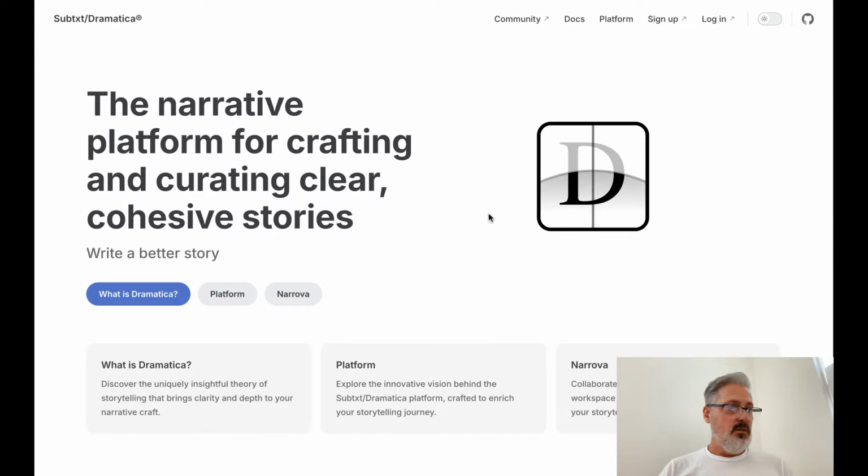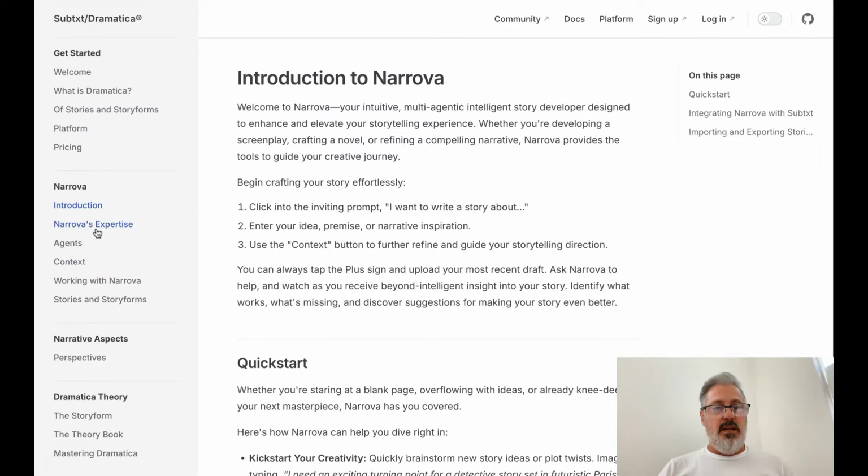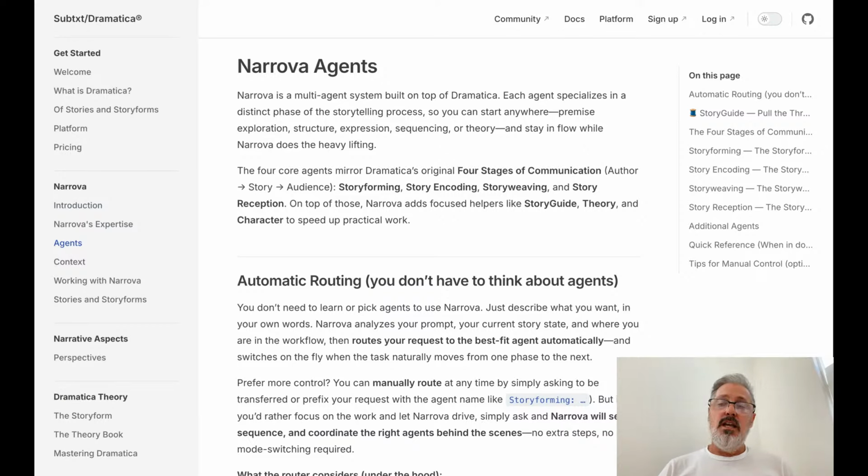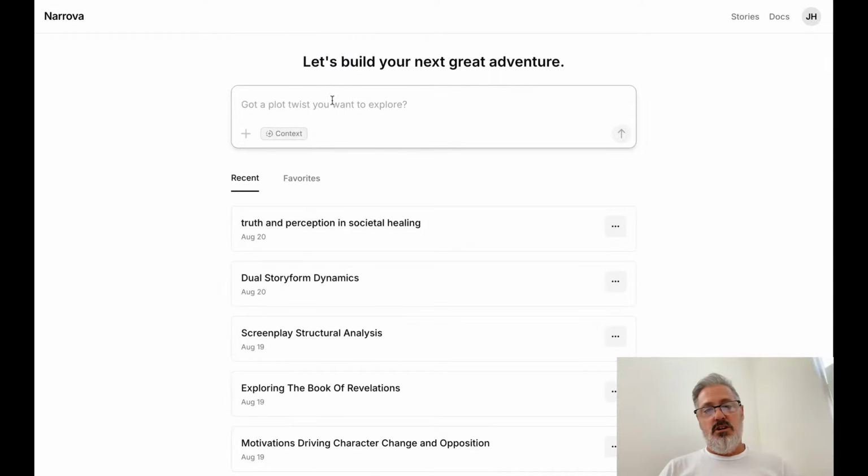So let me go to the docs. Cool. So if I go to Narova here and we look at the agents, these are all the agents that you have access to in Narova. Right now, it just looks like this, where you can jump in and put your story idea down, upload your draft, and just start going to town on it. There's no indication of what agent. So if you don't know anything that I'm going to be talking about, particularly like Dramatica theory, you don't even have to worry about it. That's the great part: it's all automatic behind the scenes.